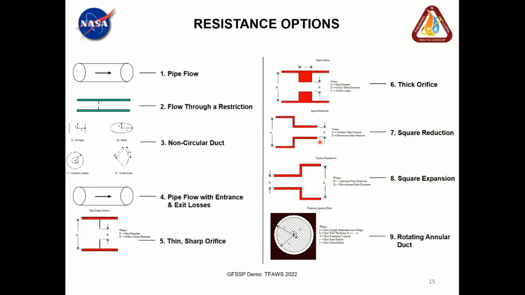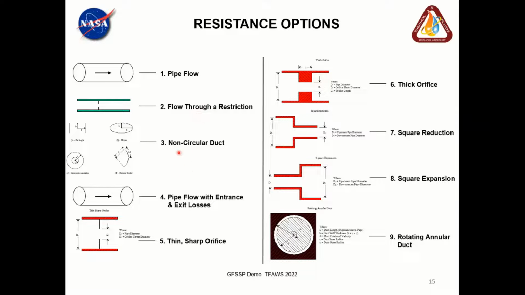Now I talk about the resistance options. GFSSP has many options available to you, and of course you can add your new options if you want to, but these are the available ones. For example, if you have a pipe flow, you can define your pipe by telling it the length, the diameter, etc. You can have a restriction. You provide the area of the orifices and the flow coefficients, and then it will handle that restriction.